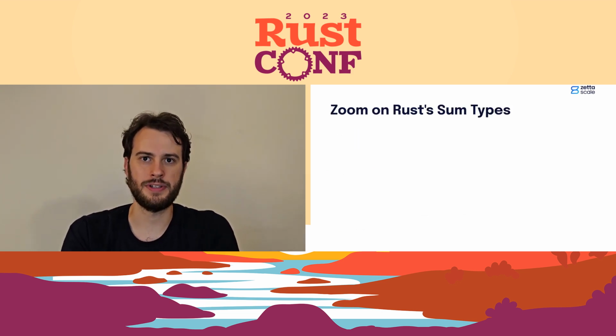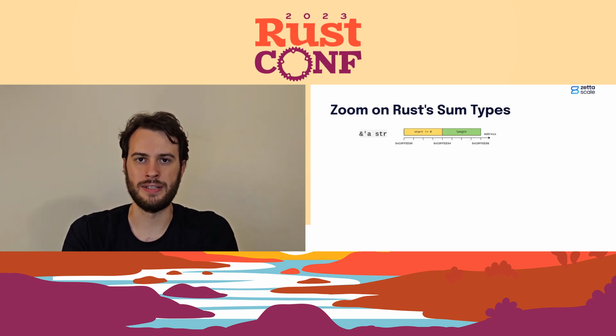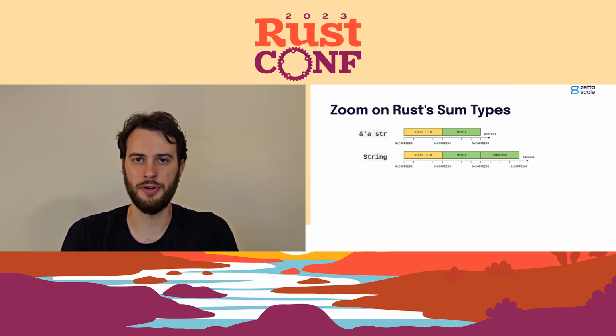Let's zoom in on Rust's sum types because they're actually the more interesting ones layout-wise. Say you wanted to have a string that may or may not be borrowed. For that, let's start and have a look at a borrowed string's layout, or a str. Typically, it's just going to be a start, which is going to be a pointer that can't be null, and a length. If you have an owned string, it's going to be named String, and it's also going to have a capacity so that it knows how much it can grow before needing to reallocate.